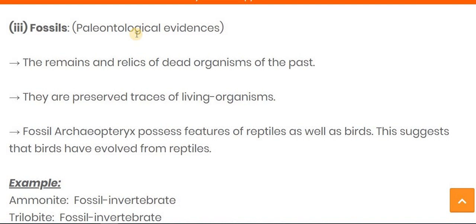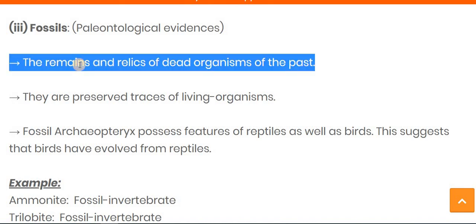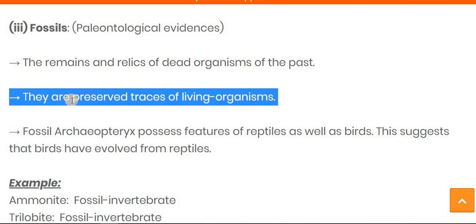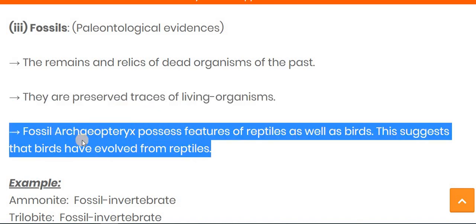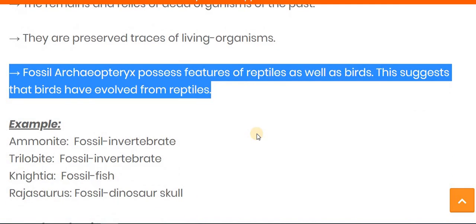and it is known as paleontological evidence. And fossil, how can we get the idea of evolution from the fossil? The remains and relics of dead organisms of the past, they preserve the traces of a living organism. And this fossil, Archaeopteryx, possesses features of reptiles as well as birds. This suggests that birds have evolved from reptiles. So it gives one evidence that all the birds come from reptiles only.